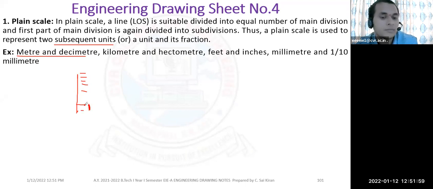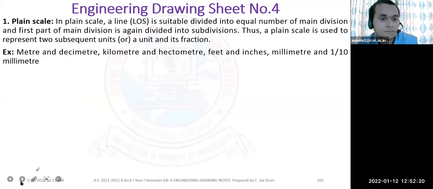After meters, it will be decimeters. After kilometer, it will be hectometer. After feet, it will be inches. So consecutive units, you can't take centimeter and kilometer, because between centimeter and kilometer, you have one more unit. So you can't take different units. Continuous units you have to take. Subsequent units you have to take in the plane scale.